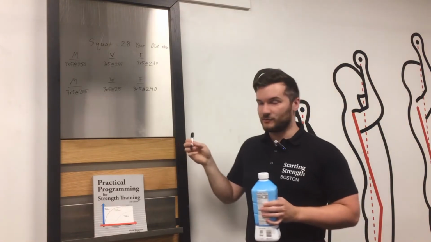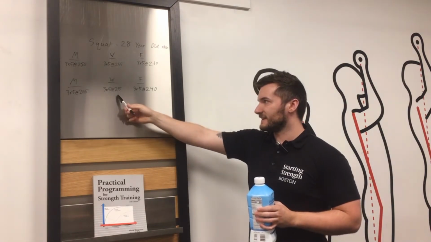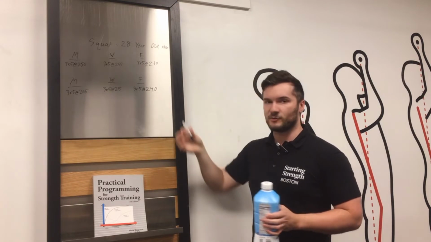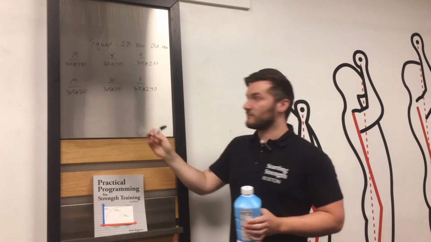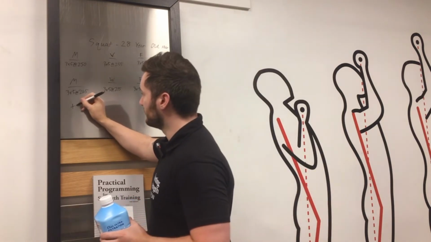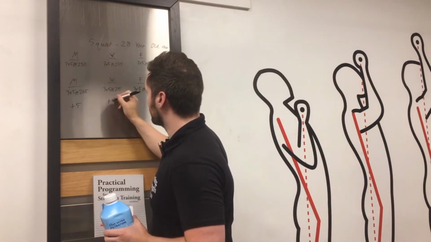But in this example, we've got a heavy day on Monday, a light day on Wednesday, and a medium day on Friday. Pretty classic heavy, light, medium setup. And then all you're gonna do is just add 5 pounds once a week to each one of these workouts.